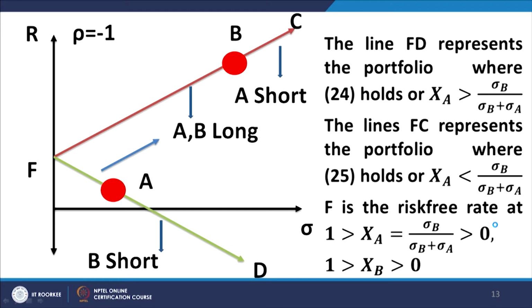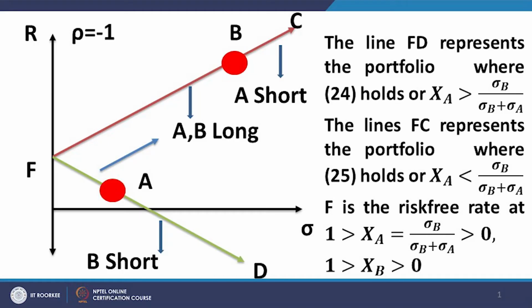The risk free rate is given by r 1 sigma 2 plus r 2 sigma 1 divided by sigma 1 plus sigma 2, and this lies between r 1 and r 2. This is the interesting part. This is the important distinction between the perfectly correlated and the perfectly anti-correlated cases. In the perfectly correlated case, the risk free rate was outside the interval r 1 and r 2. Here the risk free rate lies between r 1 and r 2.